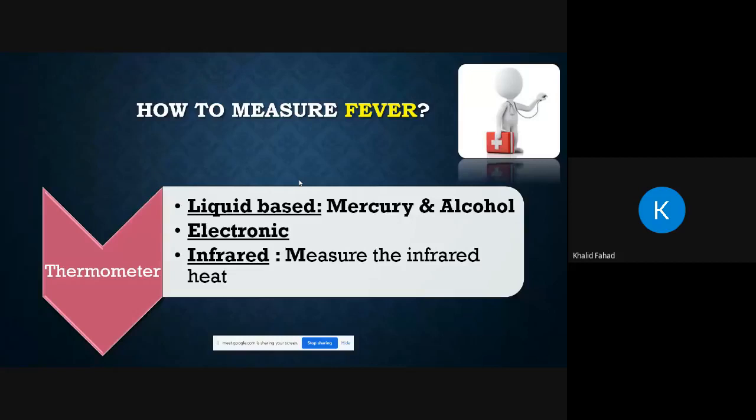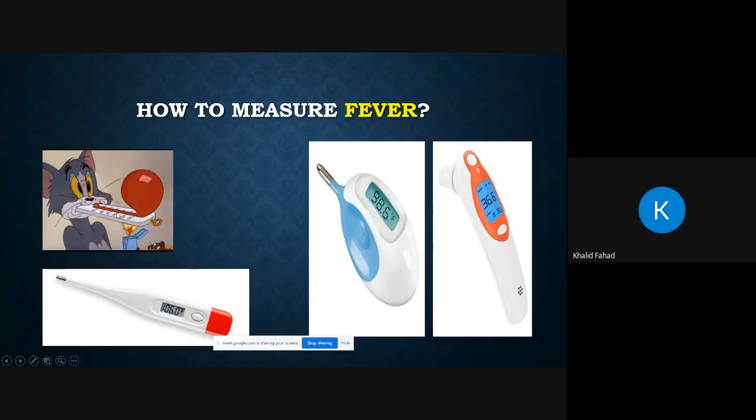These are the examples. This is the alcohol type of thermometer. And this is the digital thermometer. I think you are familiar with this type. Nowadays, the infrared thermometer is a non-contact type. You have to point this device against the forehead, for example, to measure. And this is the rectal temperature type. The rectal one is commonly used in infants, because it is difficult to measure the temperature in infants. While the digital thermometer is commonly used in adults.